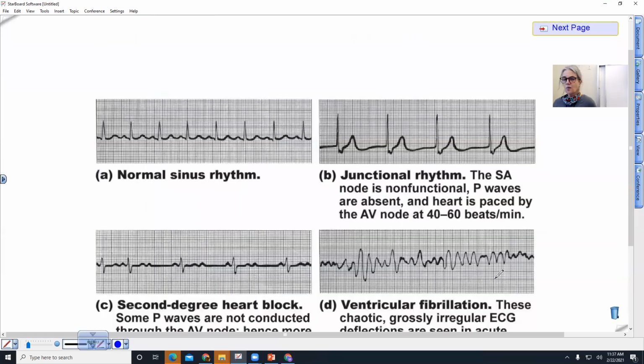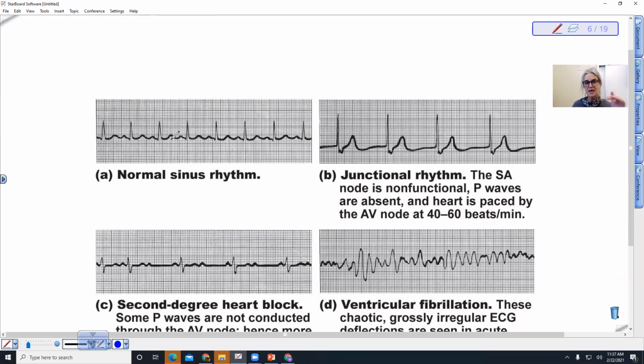So we can talk about what is called a normal sinus rhythm. This is one that is regulated by the sinoatrial node. So that's why it's called the sinus rhythm, because it's from your pacemaker, your sinoatrial node. And then we can also talk about what are called arrhythmias. So this is where the rhythm is off.